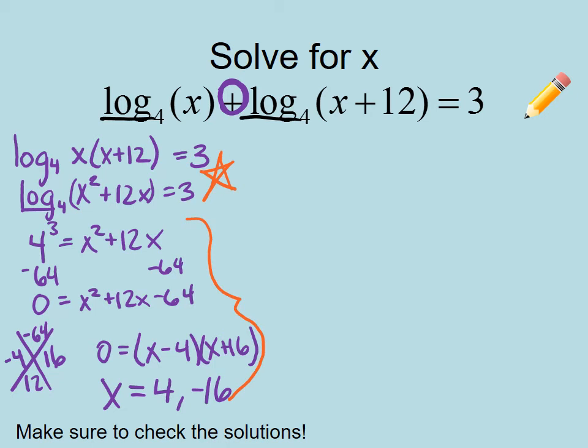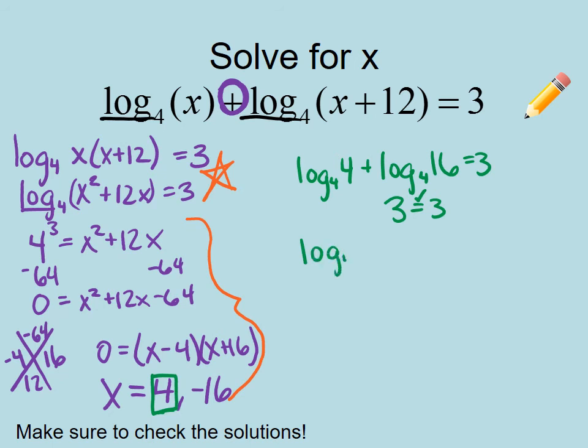Now we also have to check our solutions. If I plug in, let's start with the 4, log base 4 of 4 plus log base 4 of 16, I can follow through with the same simplifying steps, or I can do change of base formula and plug in those decimals. But in this case, no matter what, I do end up with 3 equals 3. So I know that 4 is a good solution.